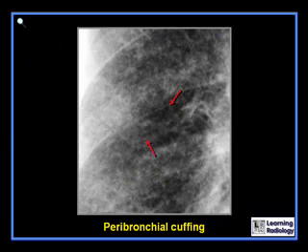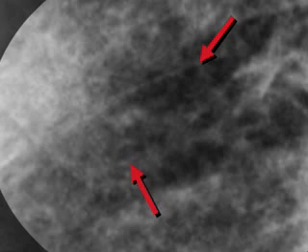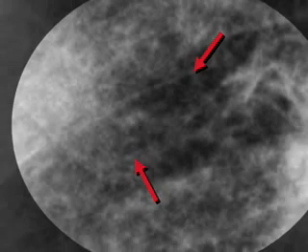Now, they don't have to be perfectly round, but they look like you see in this photo, with the red arrows pointing to the lucent centers with a white rim around them that represents peribronchial cuffing.